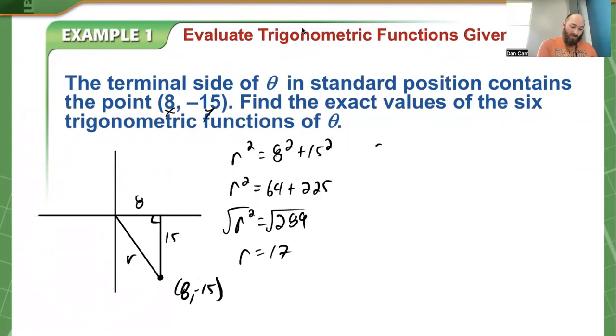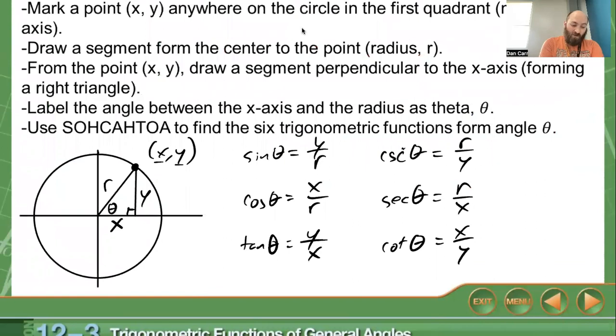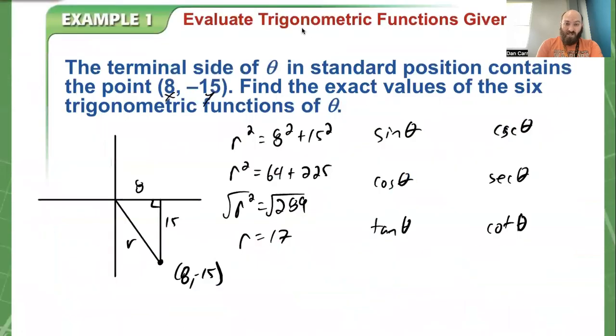Now I can set up my sine, cosine, tangent, and then cosecant, secant, and cotangent. Okay, so think back to what we saw in the previous screen. Without drawing out the diagram, I could just go off the fact that sine is y over the radius, cosine is x over the radius, and tangent is y over x. And then all the other ones are just reciprocals. Okay, so the sine of theta is y over r. Now, in this case, since y is in the negative direction, that's -15, then that can be -15 over 17.